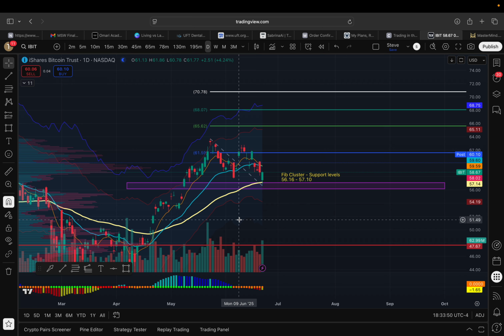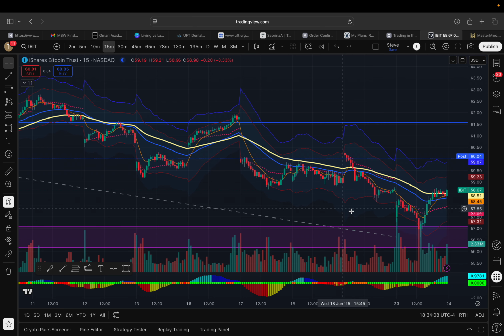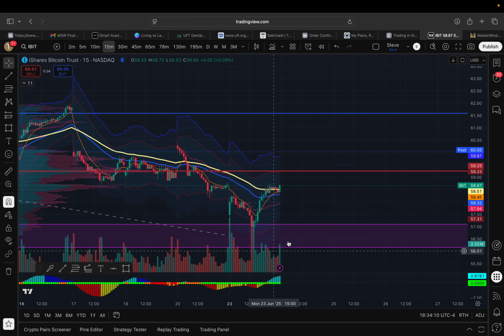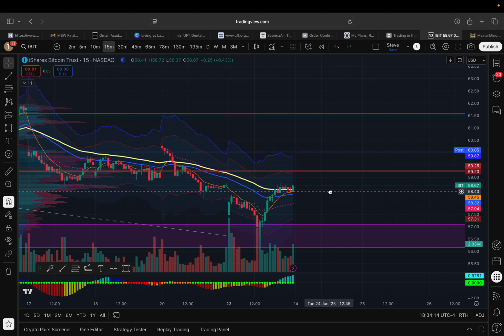Now, you may be wondering, how do you enter this position? That's a great question. I enter by using what's called a trigger. So now I'm going to go down to a lower time frame, the 15-minute chart, reset my chart view so you can see what happened in the zone, and then show you and explain my trigger.